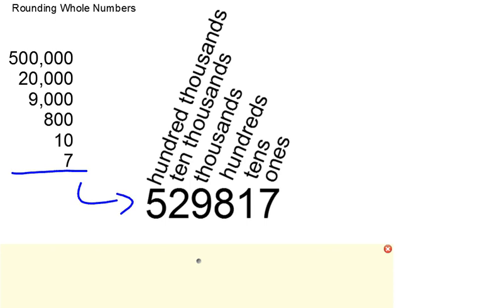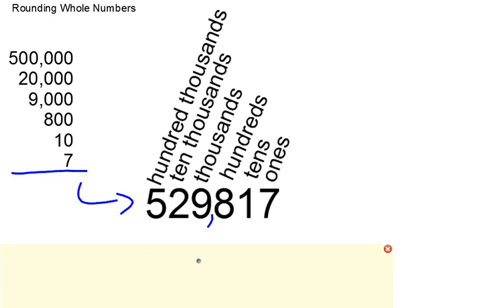And we read it as 529,817. And we can, if we wish, put a comma in there if you prefer. And the comma reminds us that we can then state the unit for that, in this case, thousands. So 529,817.